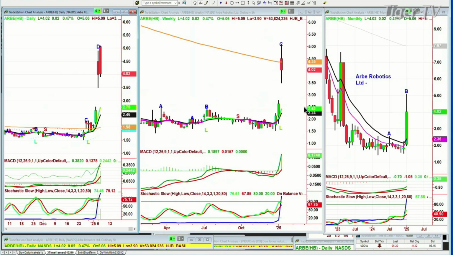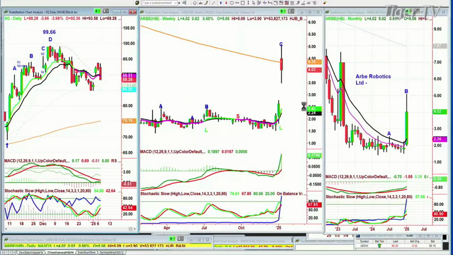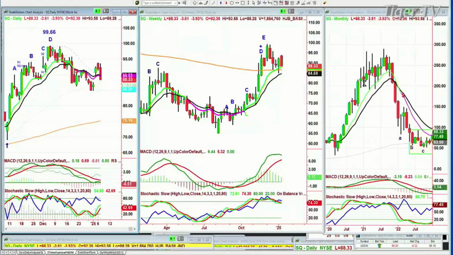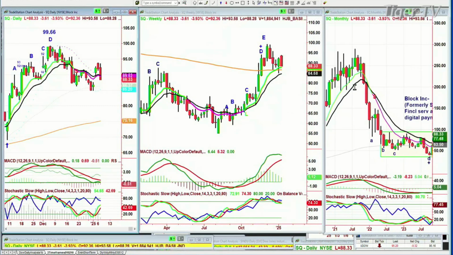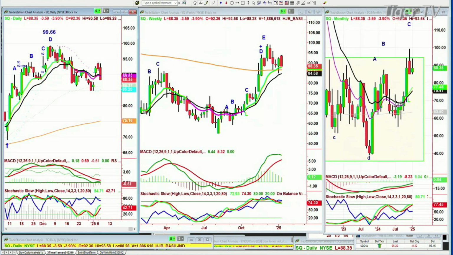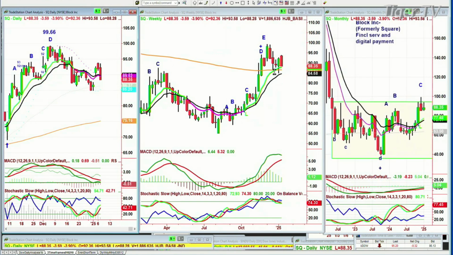So that was it. The next question came in about Square. Square made a high of 99.66 just the other day, an all-time high. We know Square has just been an incredible stock. It was up in the 280s. Block, I love Square. Now it's called Block, formerly Square, financial services, digital payments. Peak C in the monthly chart, peak E in the weekly.